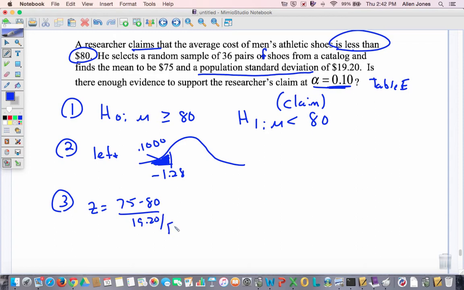Again, we'll come back to that curve. We'll compute our test value here in step number 3. That's 75 minus 80.